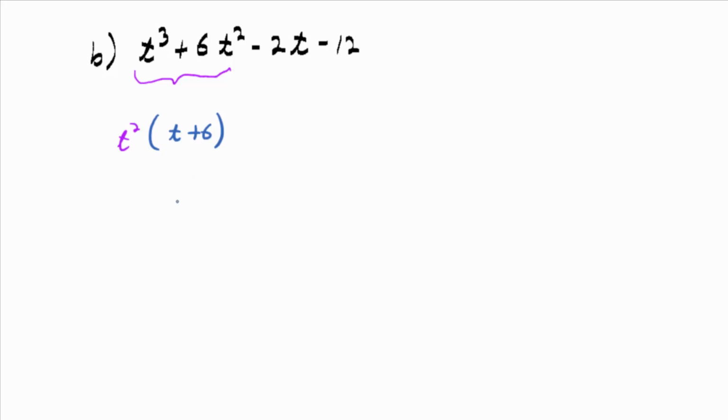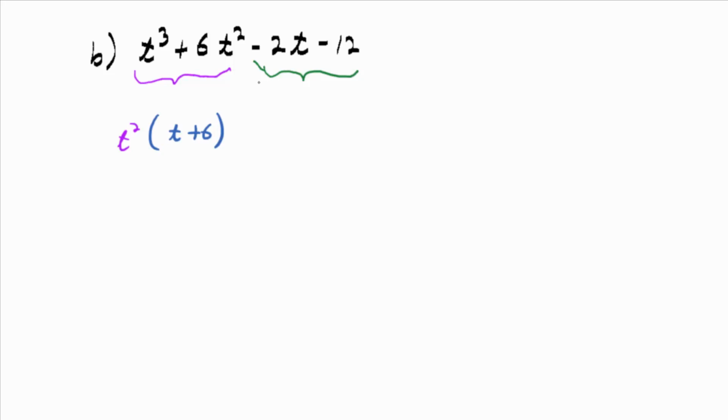Now, what's the strategy? You guys tell me. On the next grouping, minus 2t minus 12, what's the strategy? Yeah, because what does that leave us with inside the parentheses if we take out the negative GCF?